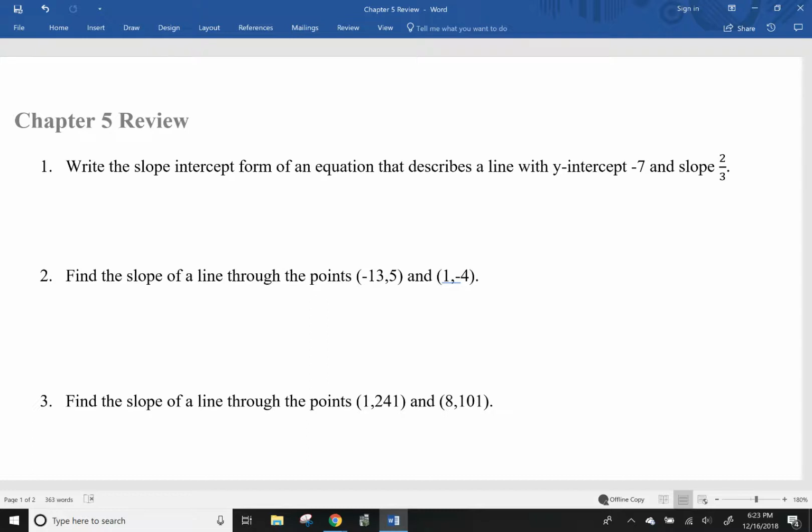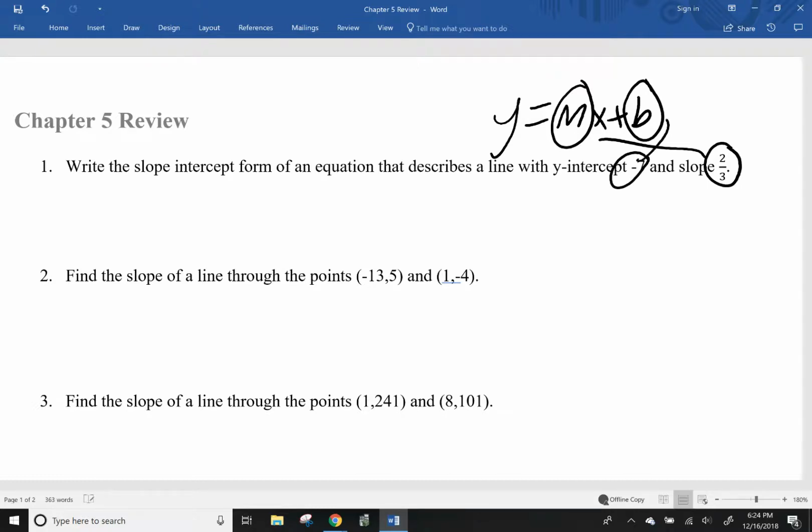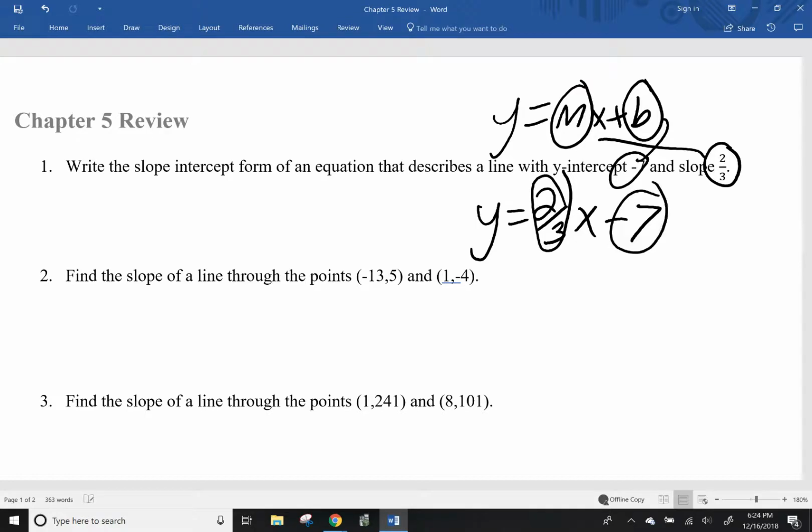Beginning with number 1, write the slope-intercept form of an equation that describes a line with y-intercept -7 and slope 2/3. So slope-intercept form, remember, is just y equals mx plus b, m being the slope, b being the y-intercept. Well, I know the slope is 2/3, so that'll be m, and the y-intercept is -7, so that'll be b. So simple enough, the equation, just plugging in the numbers, is y equals 2/3 x minus 7. 2/3 is m, and -7 is b.